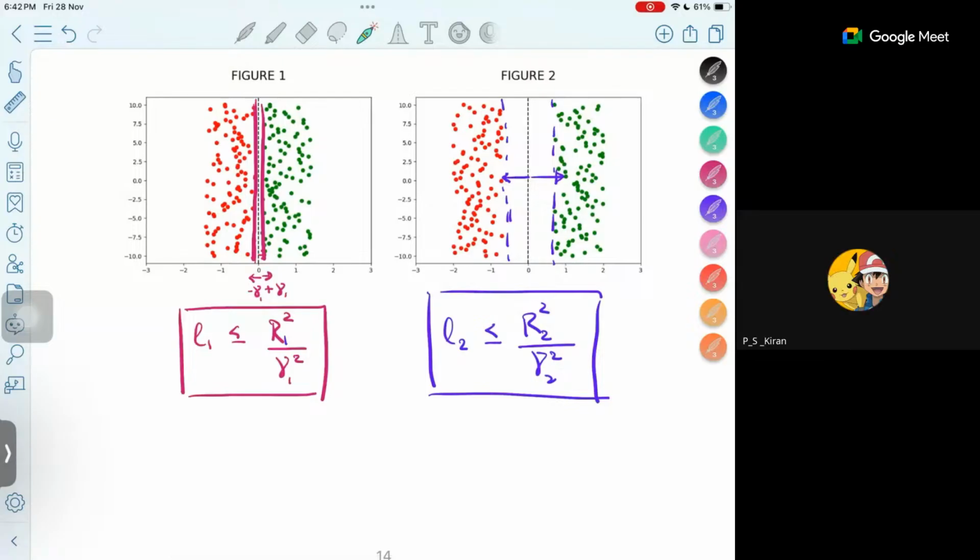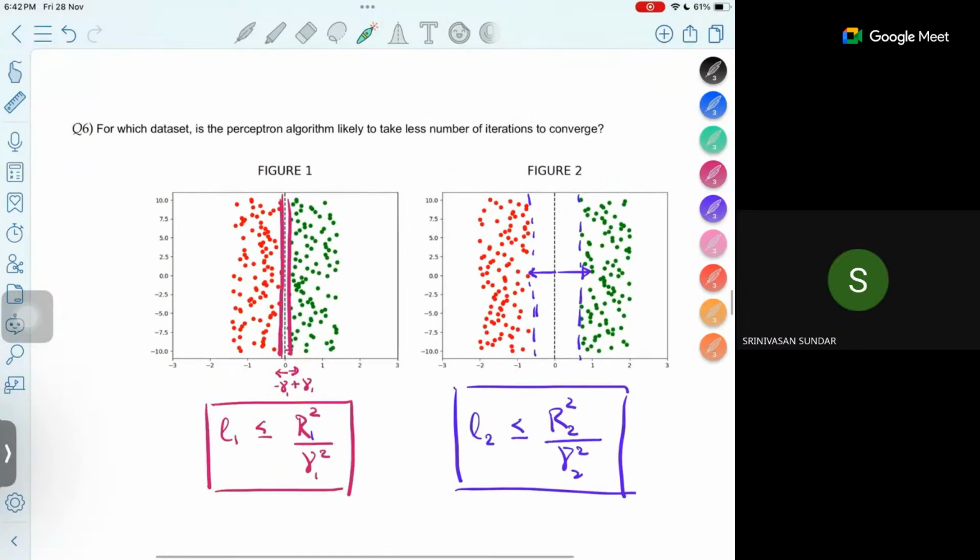So what do we do for checking convergence? Should we check the error? No, here they're not asking about convergence. They're just asking which algorithm will take fewer iterations. So you just need to answer purely based on gamma, just visual inspection, that's all. They don't expect you to do any calculation here.